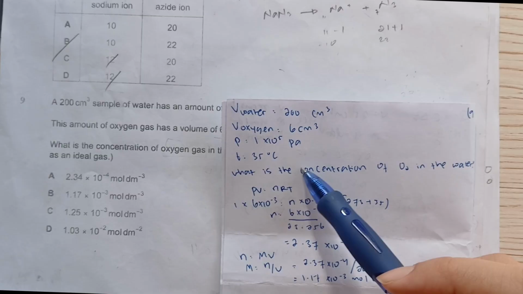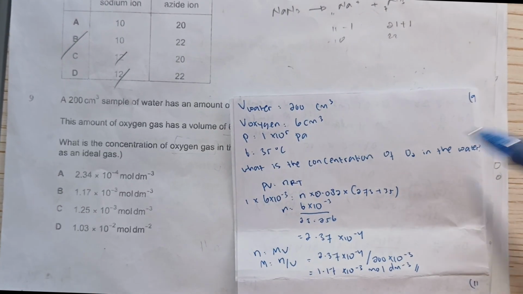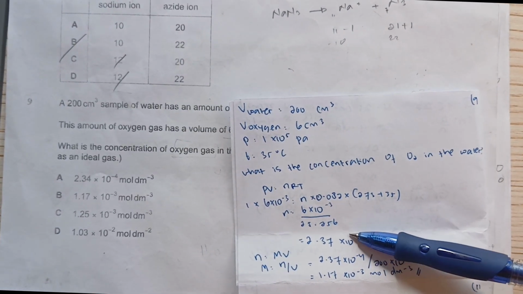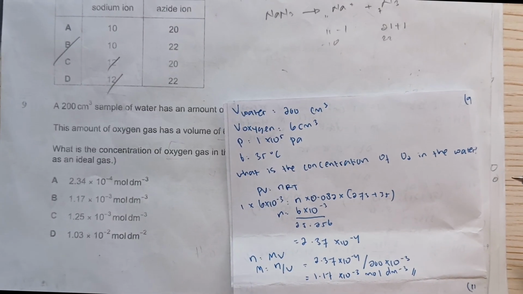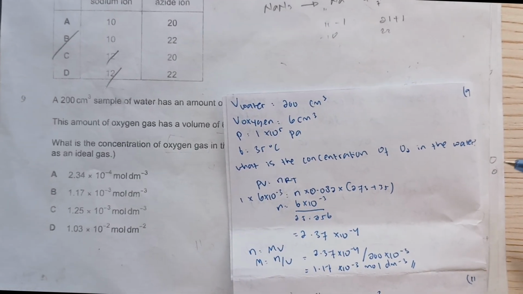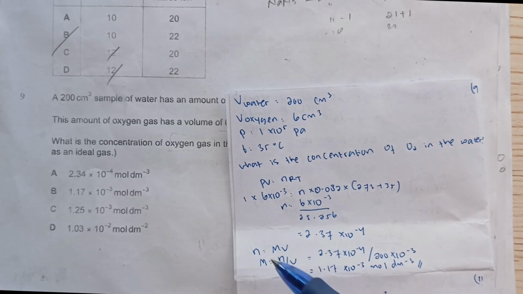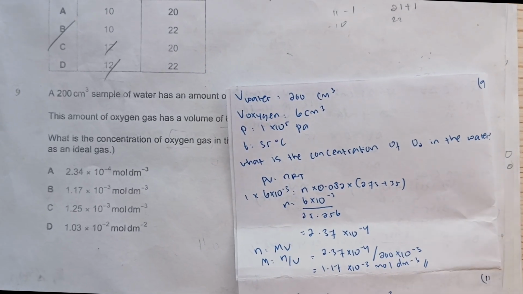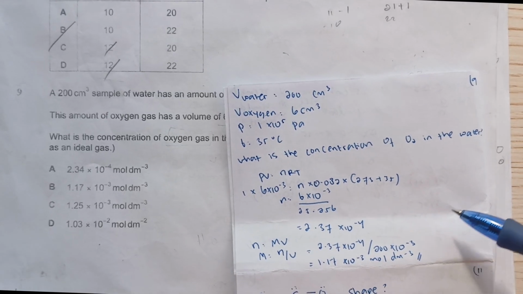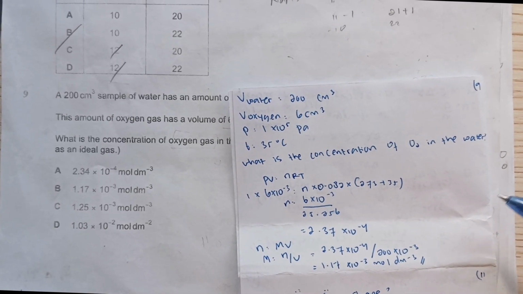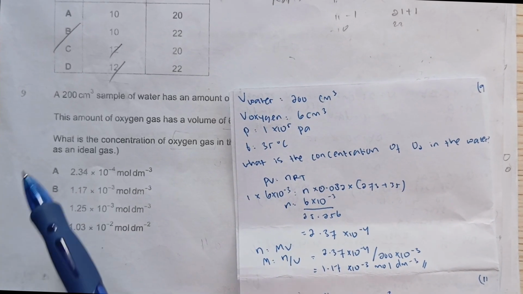So we use this formula, PV = nRT, and put the data in here, and then we get the mole, which is 2.37 times 10 to the power of minus 4. The concentration we get from mole per volume, so it equals 1.17 times 10 to the power of minus 3. So the answer is B.